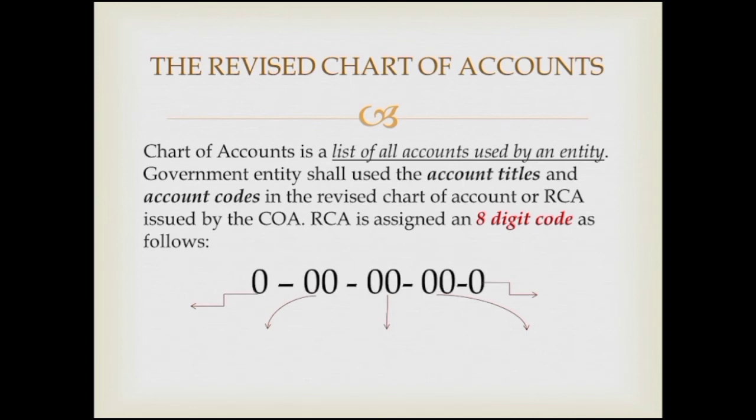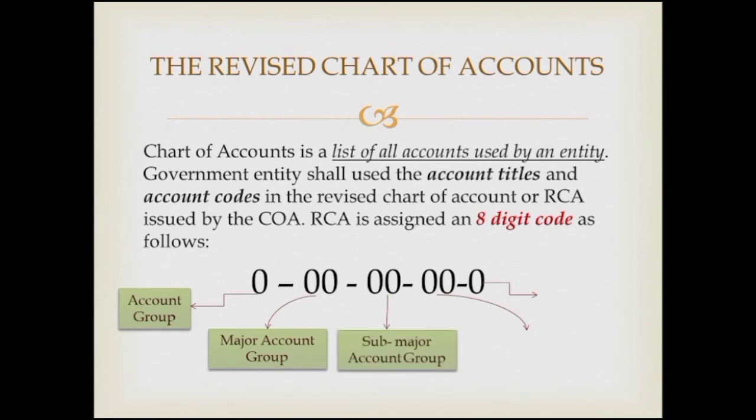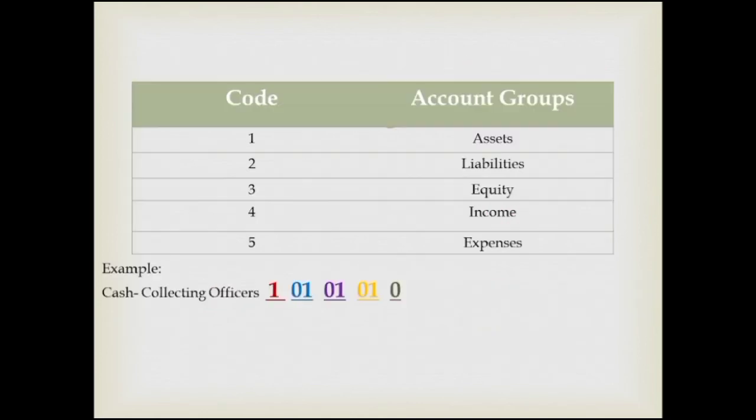The first set is the account group. The second is the major account group. The third is the sub-major account group. The fourth is the general ledger accounts, and the last one is the general ledger contra accounts. And there are also the codes and the respective account groups. The code 1 is the assets, 2 is the liabilities, 3 is the equity, 4 is the income or revenue, and 5 is the expenses.